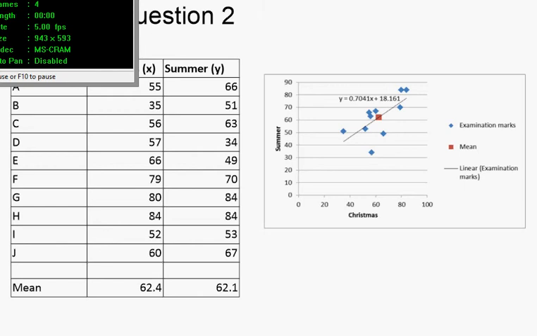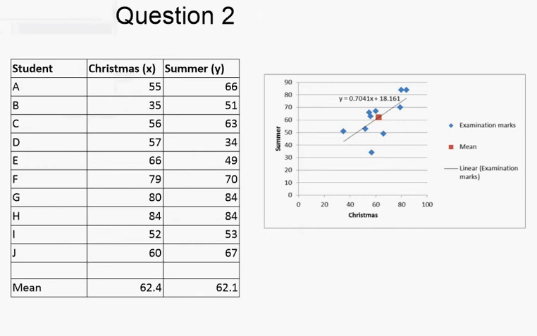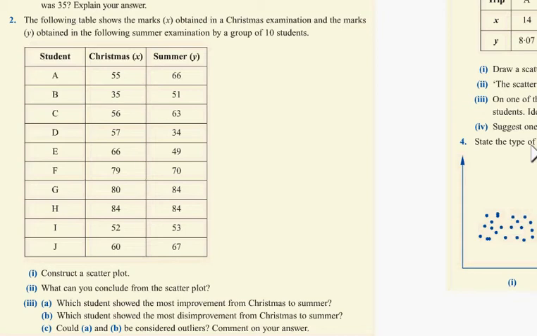This one here is question 2. And what question 2 says is the following. The following tables show marks X, which is going to be the x-axis, obtained in the Christmas examination, and the marks Y, obtained in the summer examination by a group of 10 students. Part 1 is construct your scatter plot.